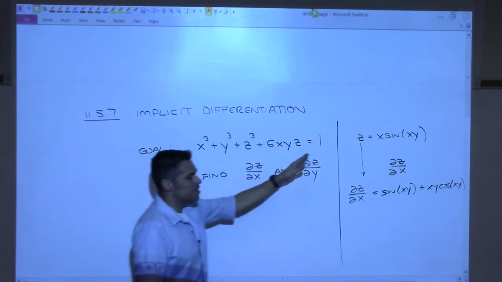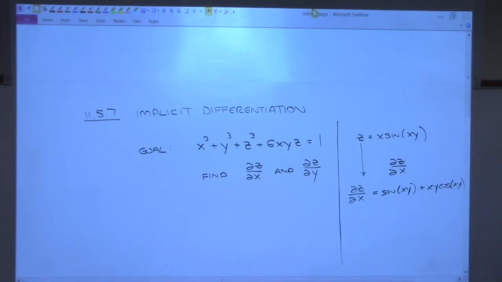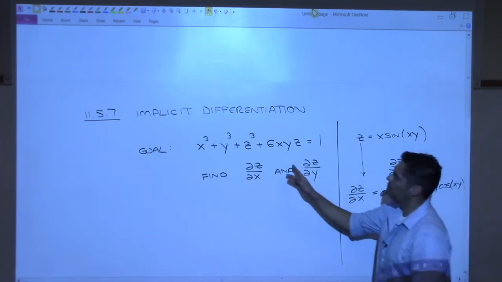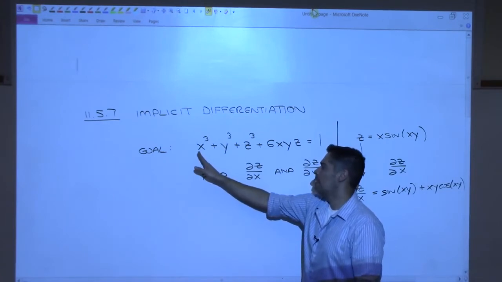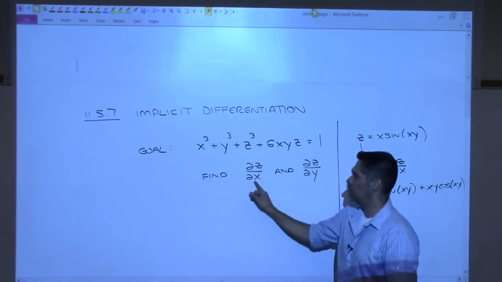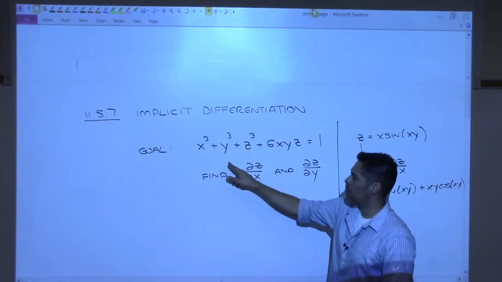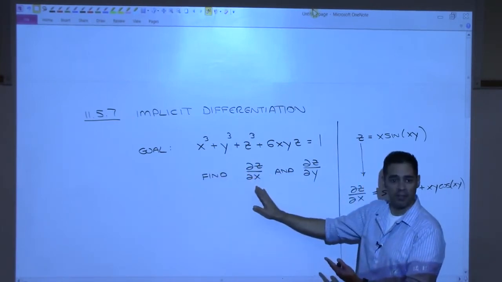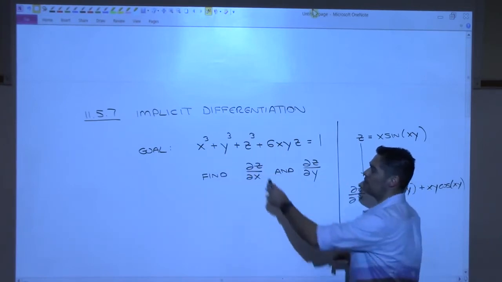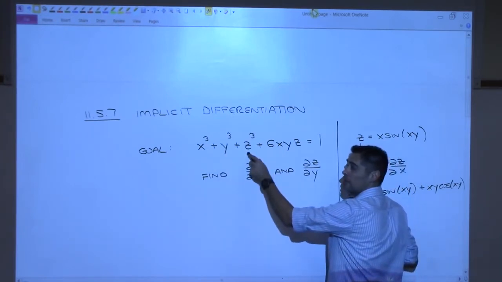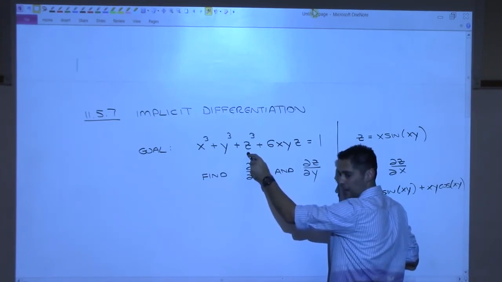Okay, the z's not isolated, right? So we could just come through here and do, what's the derivative of x cubed with respect to x? 3x squared. Derivative of y cubed with respect to x? We're treating y as a constant, so the derivative of that is 0. Derivative of this? 3z squared times the partial of z with respect to x.